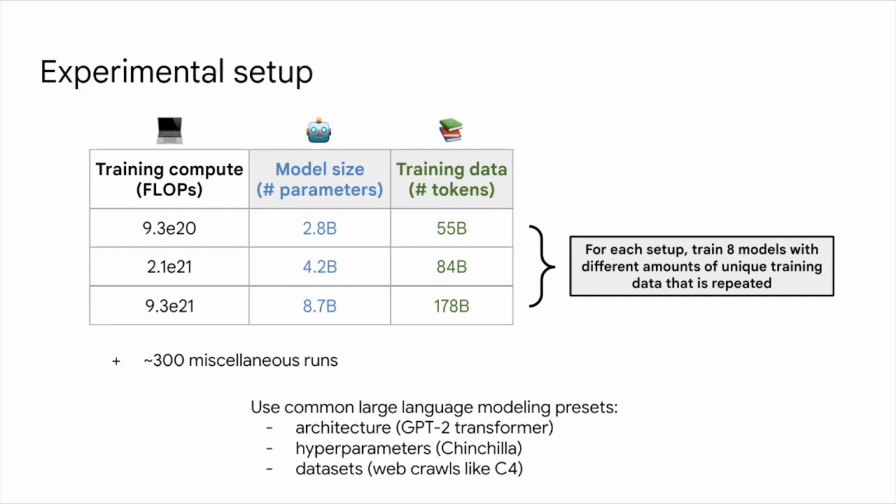And in addition to these runs, we have roughly 300 miscellaneous runs with different training data and different configurations. And across all runs, we use very common presets for large language models. The architecture is from GPT-2/GPT-3, so they have roughly the same architecture, and the hyperparameters are from Chinchilla. And for data sets, we use very common web crawls like C4 and Oscar. So we try not to have any confounders in the preset that we use.